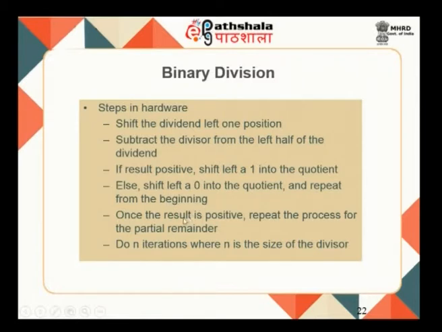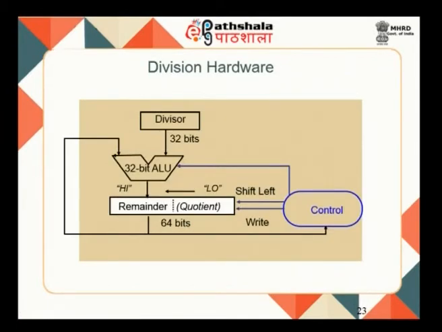When you repeat from the beginning, you consider the next bit and keep doing this every time, and once your result becomes positive, you generate a quotient bit of 1, and the subtracted value is your partial remainder. Bring in the next bit of your dividend and keep doing this depending upon the number of bits in your dividend. So, this is the binary division algorithm and this is the binary division hardware.